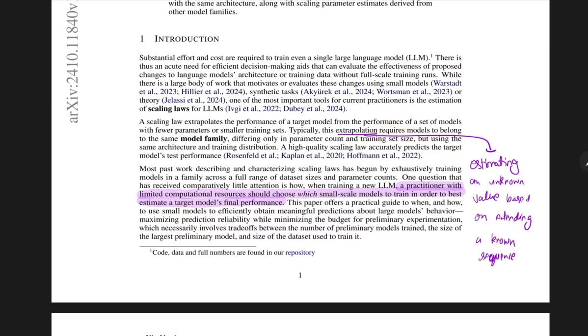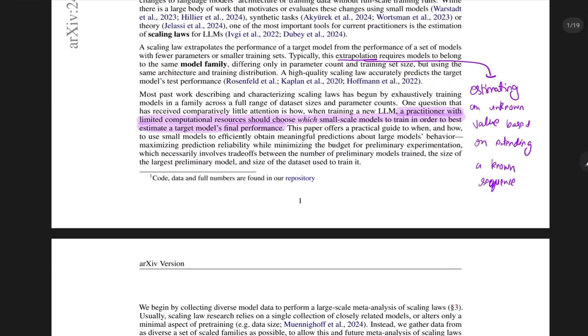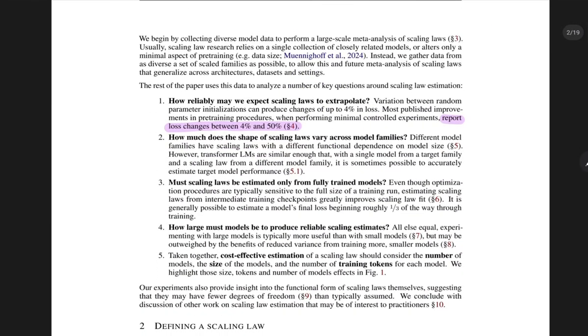Now, what are they calling a model family? They are calling it a set of models with fewer parameters or smaller training size. Typically, these extrapolating models require models to belong to the same model family. Okay, so little attention is given when training a new LLM. A practitioner with limited computational resources should choose which small scale model to train in order to best estimate a large model's final performance. So maybe they are talking about us, people who don't have much GPU access, but maybe we will have in future when GPUs become cheaper, maybe.